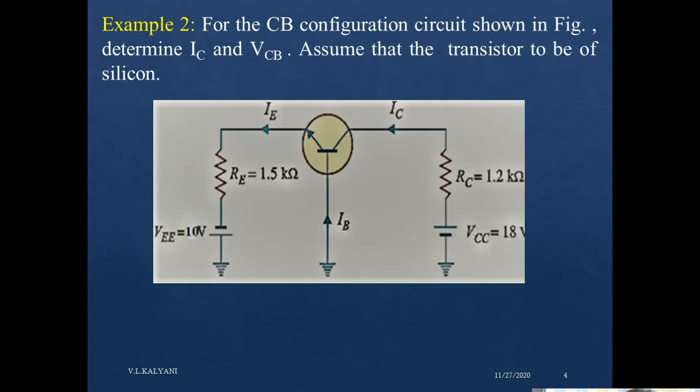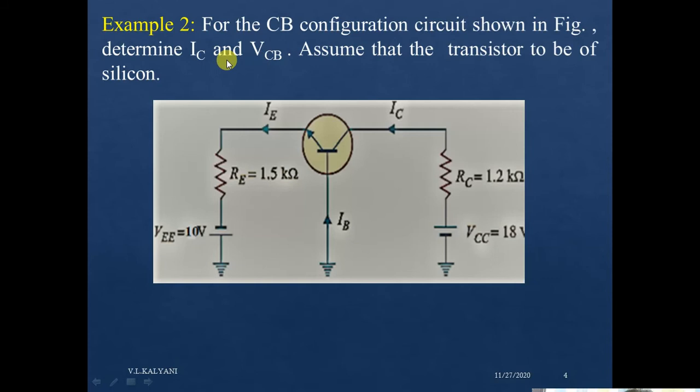Now let's take example 2. For the CB configuration circuit shown here, determine IC and VCB. Assume that the transistor is silicon. So VE is given as 10 volt. RE is also given, 1.5 kilo ohm, and this is your emitter current flowing in this path, this is your IB current, and this is your IC current, that is the collector current, and VCC is given here. This is equal to 18 volt and RC is equal to 1.2 kilo ohm.